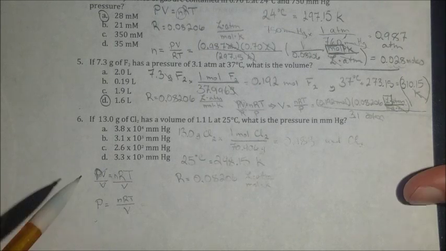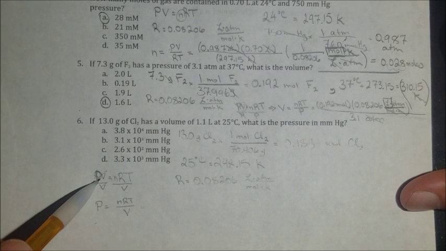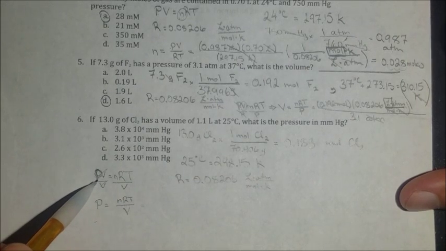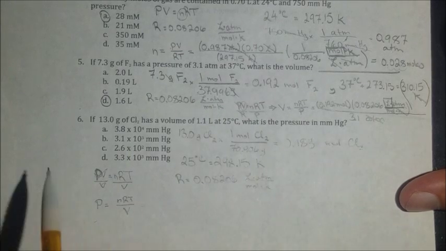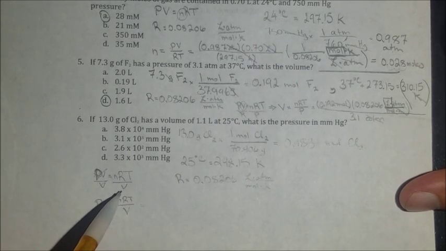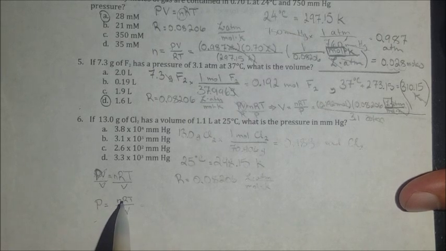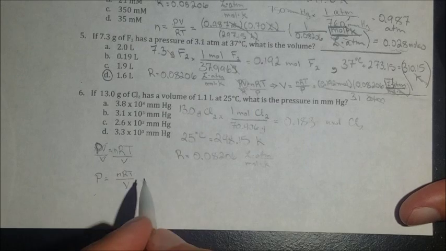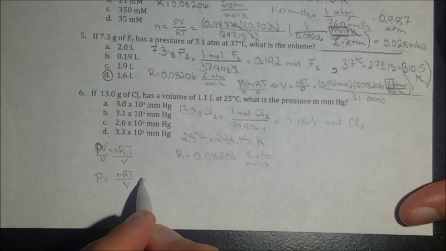And now let's come to the ideal gas law. PV equals nRT, and we're solving for pressure. So we divide both sides by V, the volume, and we get pressure equals number of moles times the universal gas constant times the temperature, divided by the volume. And at this point, we can just plug our variables in.